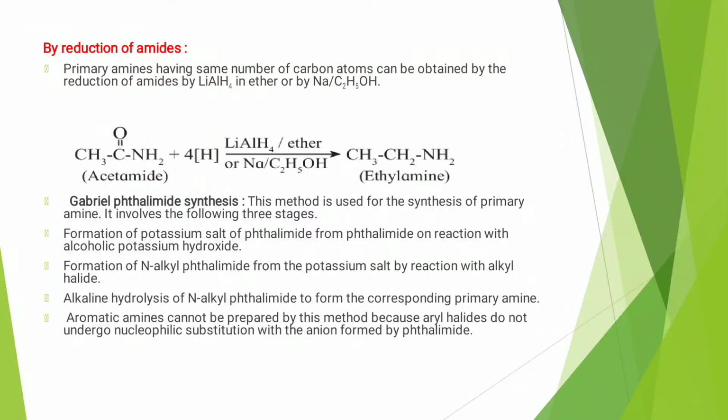By reduction of amides using lithium aluminum hydride in ether, we get the product with the same number of carbon atoms. So acetamide converts into ethylamine. Here we can use lithium aluminum hydride in ether or sodium and ethyl alcohol. In the Gabriel phthalimide synthesis, the reaction will take place in 3 steps. The first step is the formation of the potassium salt of phthalimide, second is N-alkyl phthalimide, and last step is the primary amine.